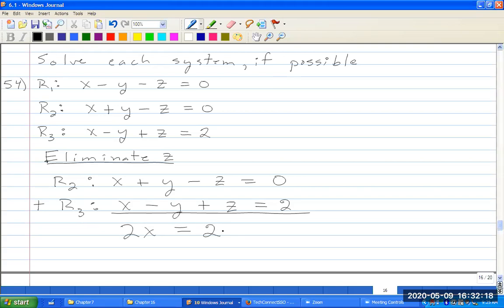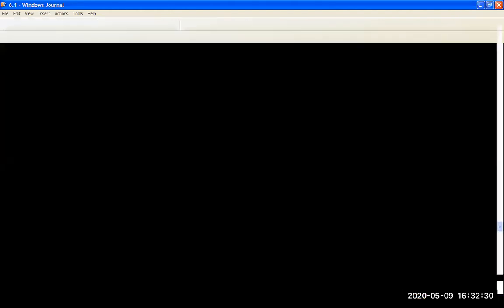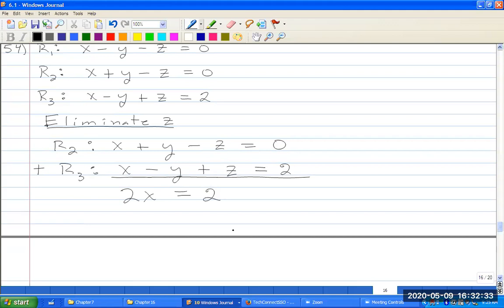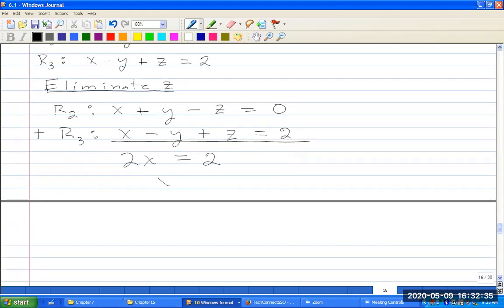So if you happen to get more than one variable eliminated at one time, that's good. And so I've eliminated everything except for x. So now let's divide both sides of my equation by 2. And so x is equal to 1.